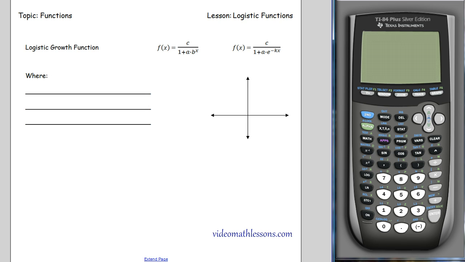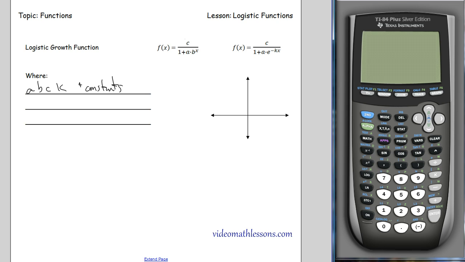They give us two different versions of the formula, and you're going to need to memorize the formulas. You have to just know the formula. So it says f of x equals c over 1 plus a times b to the x, or c over 1 plus a e to the negative kx. What you need to know is that a, b, c, and k are just positive constants.